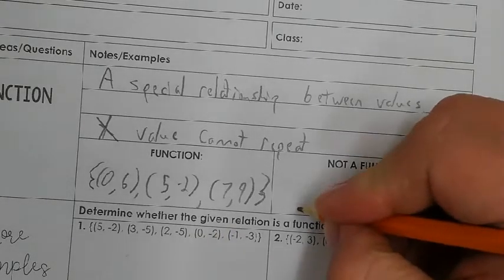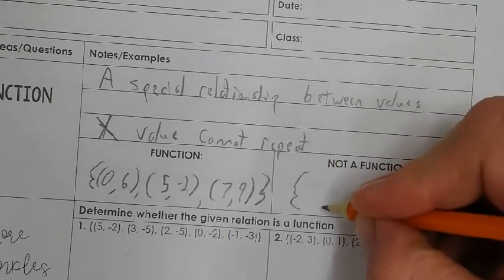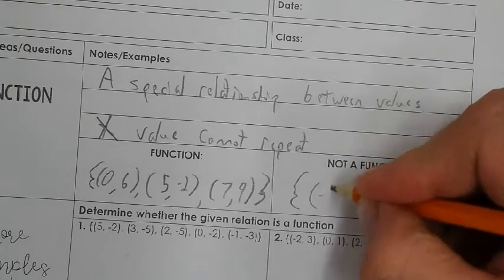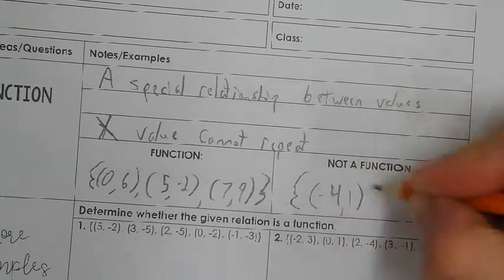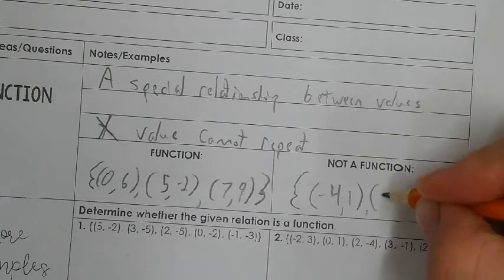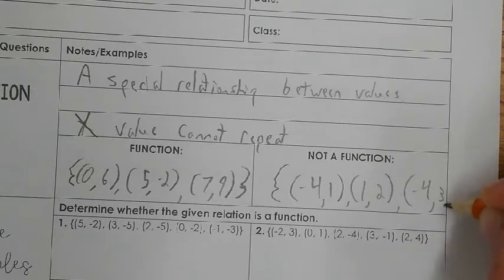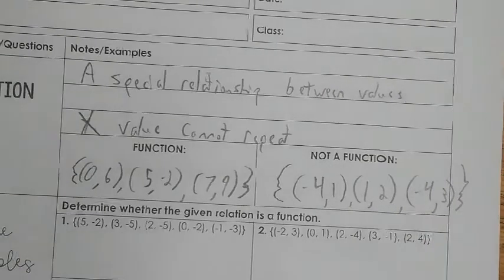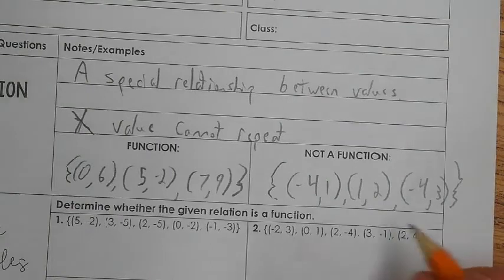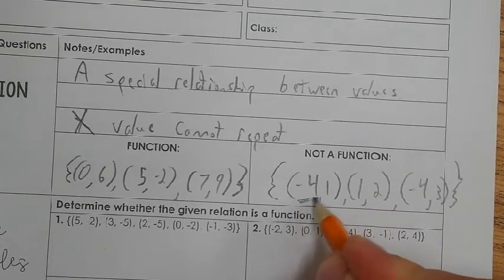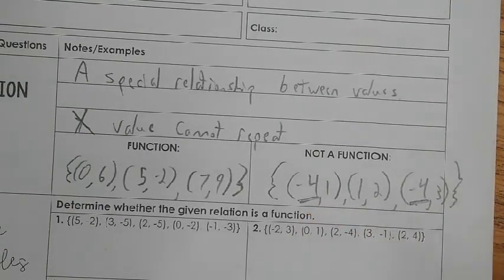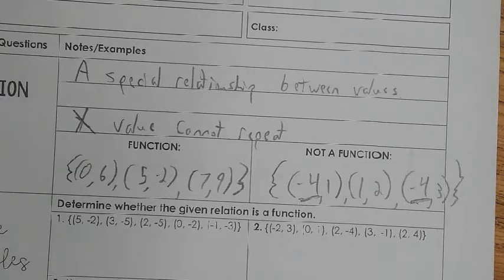So for it to not be a function, one of your x values would have to repeat. So we'll do (-4, 1), (1, 2), (-4, 3). And the reason that is not a function is because at -4 the x value repeated. Y'all remember that? It's that easy.